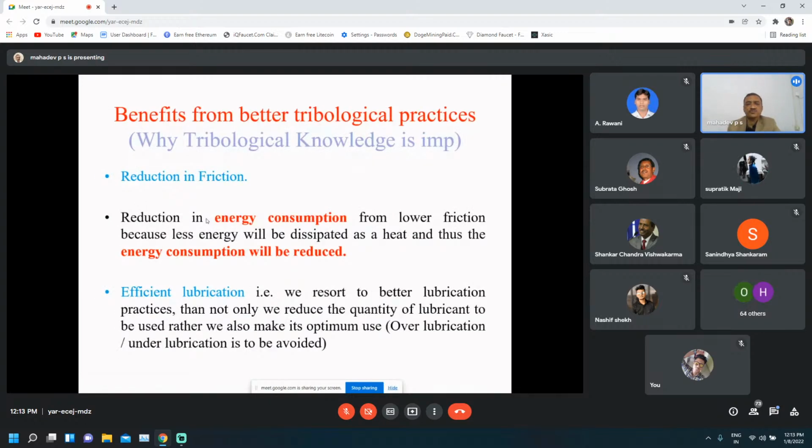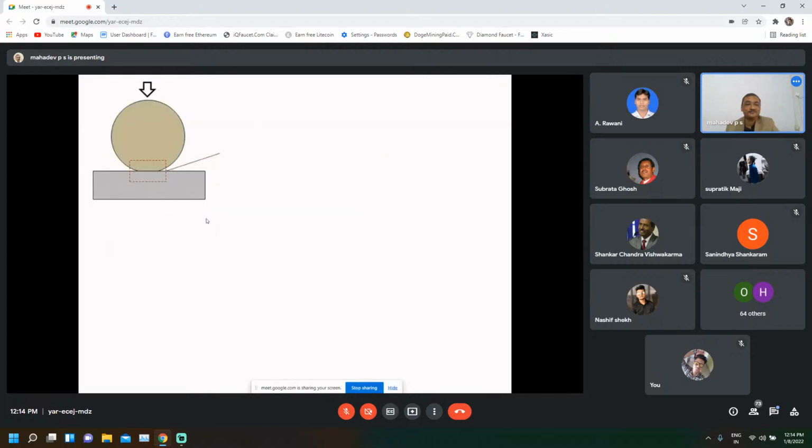Why we need to study tribological knowledge is important because it reduces friction. In the earlier session, sir has covered it. He has shown that it reduces energy consumption because of the lower friction. Less energy is dissipated as heat, and thus energy consumption is reduced, and we can do efficient lubrication also.